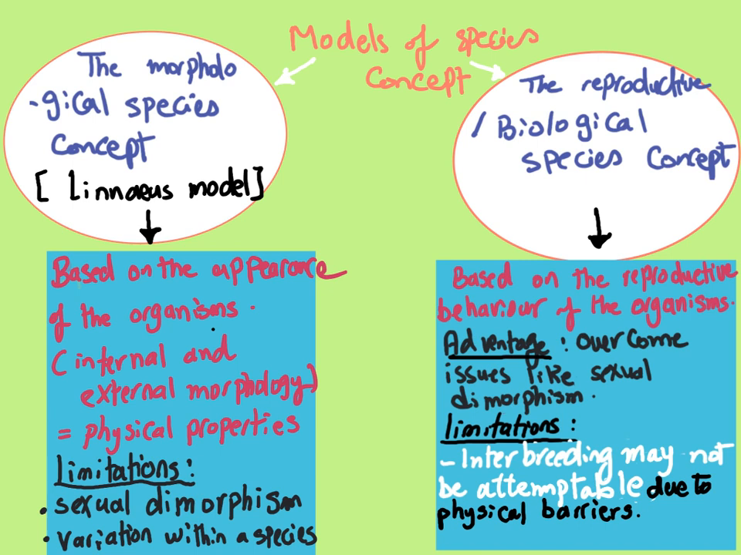I did not go to this definition. I'm just explaining the first definition now, the morphological species concept. I didn't go to the second point. I explained only Linnaeus model and its limitation.